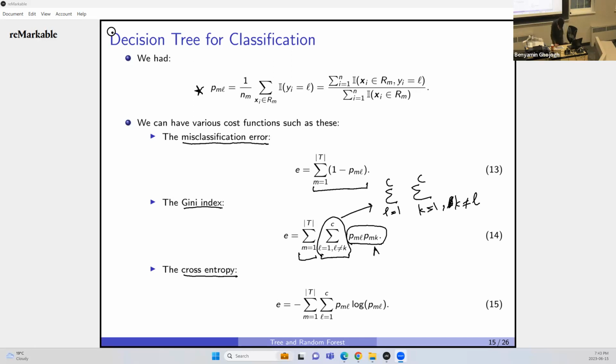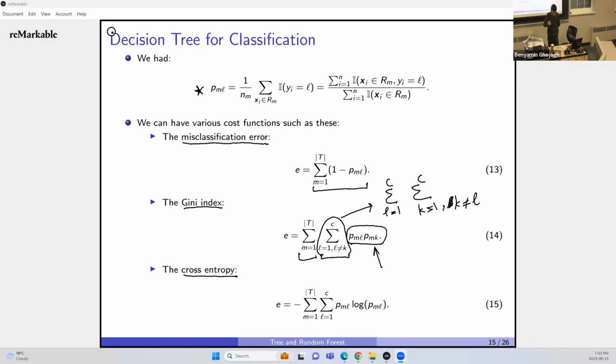And what does this mean? So as I said, L and K. So we are considering the pairs of the classes. So once we have PML and once we have PMK, we multiply them by each other. Why? Do you know that? What's the rationale behind that?